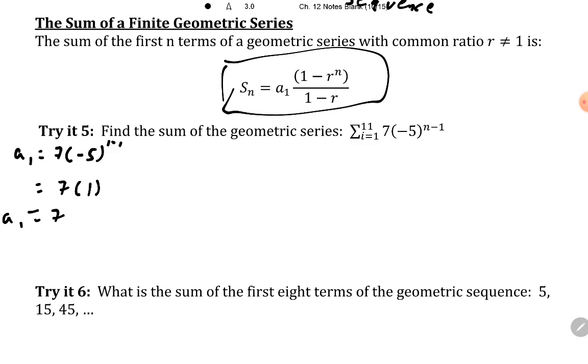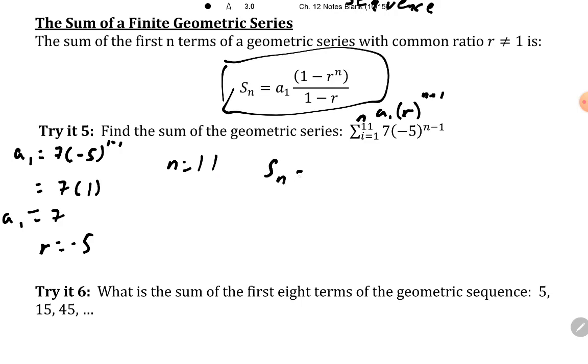And then what else do I need? I need to find out what r is. Okay, r, remember, is this value here. Because this is a1 times r to the n minus 1. I guess I could have gotten a1 from that too. R is negative 5 in this case. And n is this number here, 11. Okay, now we're going to use our formula.